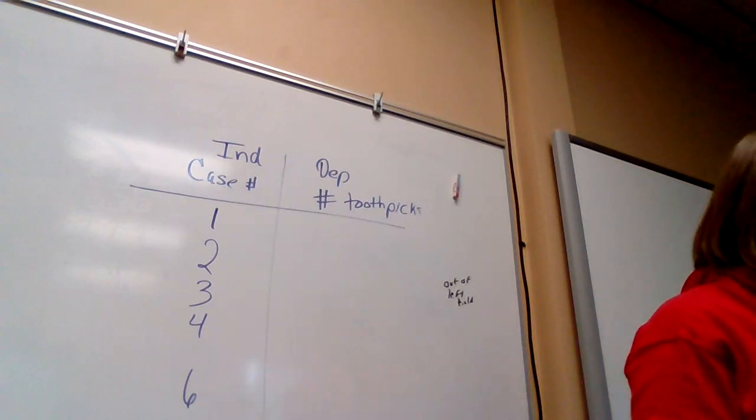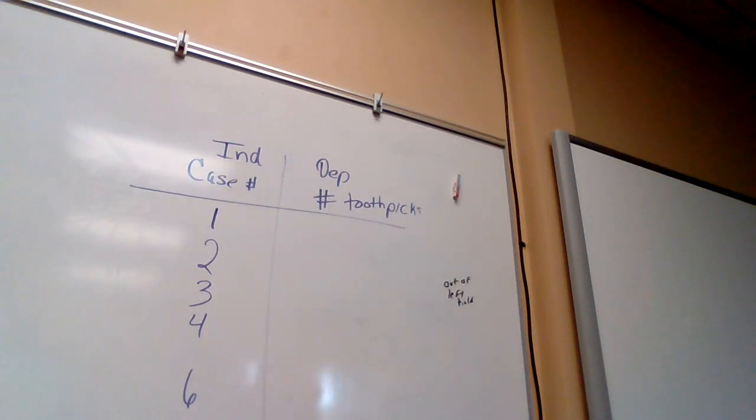Wait, so can we just take the information we already have? Yeah, take the information you already have. You already have 1, 2, 3, 4, 6, 11. We don't have to start from 0, do we? No, well, you could. Case 0 has the number of toothpicks.